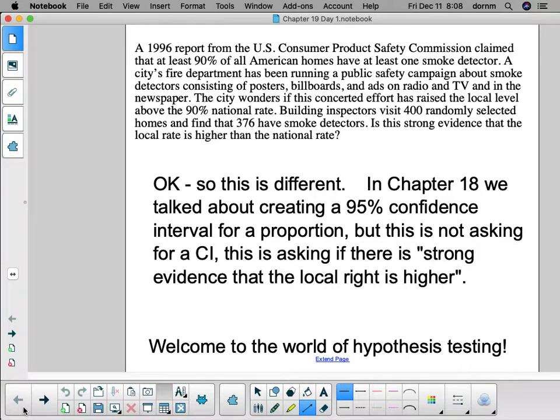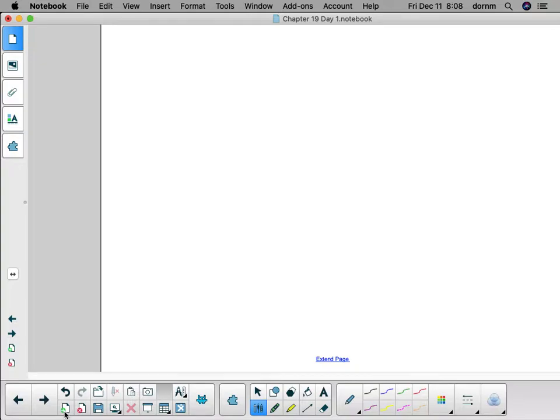So if we look at this, the Consumer Product Safety Commission claimed at least 90% of all American homes have at least one smoke detector. A city's fire department has been running a public safety campaign about smoke detectors consisting of posters, billboards, ads, and so on. The city wonders if this concerted effort has raised the local level above the 90% national rate. Building inspectors visit 400 randomly selected homes and find 376 have smoke detectors. Is this strong evidence that the local rate is higher than the national rate? So we're going to run a full phantoms here.